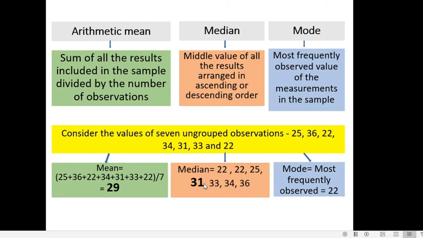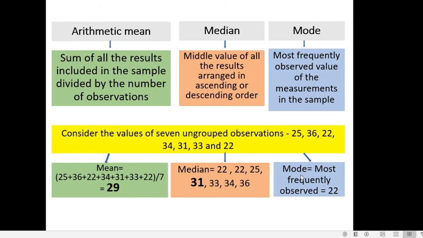Then what is median? For finding out median, we have to first arrange all these observations in either ascending order or descending order. Here you can see that I have arranged them in ascending order, starting from 22, then 22 is repeated, 25, 31, 33, 34, 36. Since there are 7 observations, the 4th observation in either ascending or descending order will be the median. That is the middle value of all the observations. So here the median is 31.